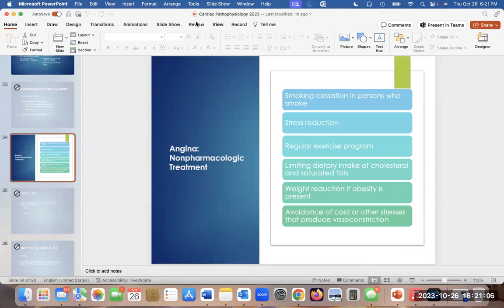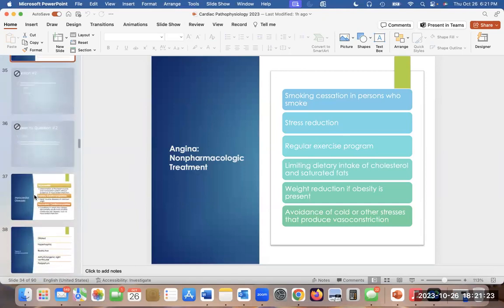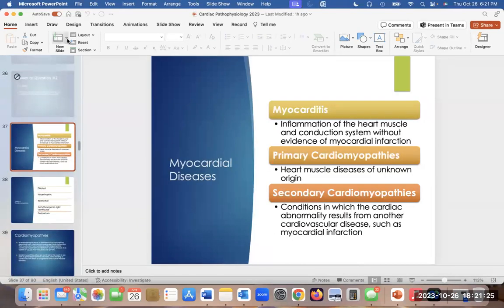Because the more you weigh, the more fat that you have, and that fat can cause plaques and further hurt your heart. And avoidance of the cold, especially if you're not wearing appropriate attire, because that cold is going to cause that vasoconstriction. And if you're in the cold for too long, you could have tissue damage. Any questions so far?